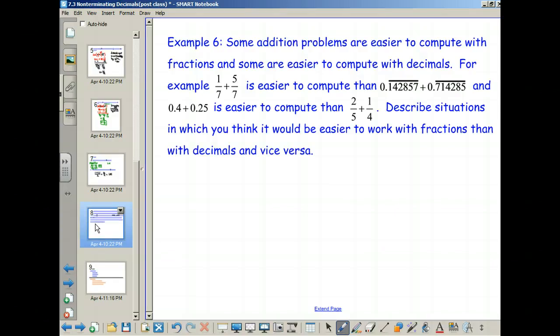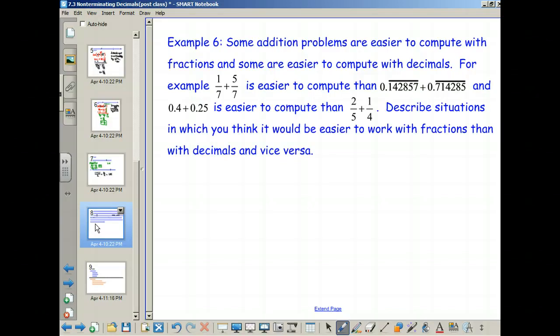1/7 plus 5/7 is easier to compute than 0.142857 repeating plus 0.714285 repeating. Do you agree? You do not want to add the two repeating decimals together. If you do, be my guest. Those look like money. And here's another example. 0.4 plus 0.25 is easier to compute than 2/5 plus 1/4.